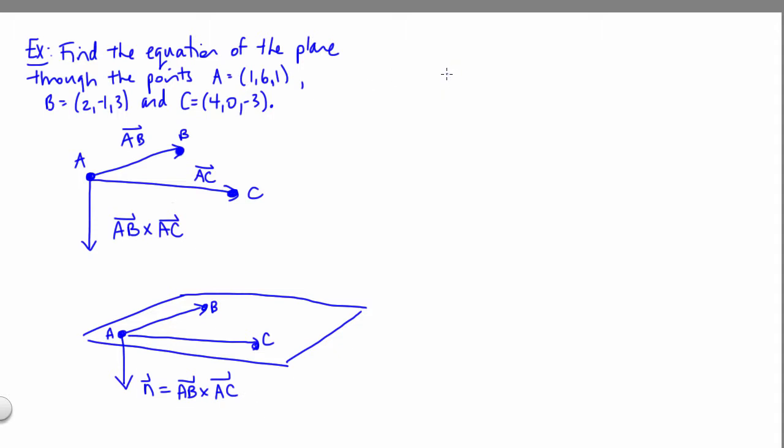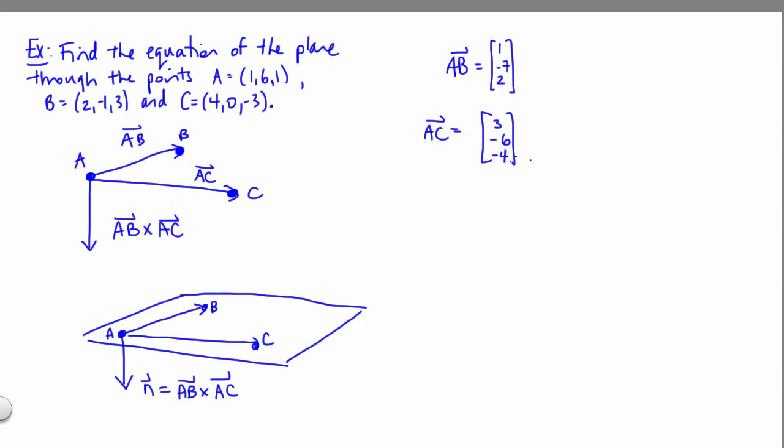All right, so let's start our calculation. AB is the vector that we get if algebraically we go B minus A. So that will give us 1, -7, 2. And AC is the vector that we get if we go C minus A. So that will give us 3, -6, -4.